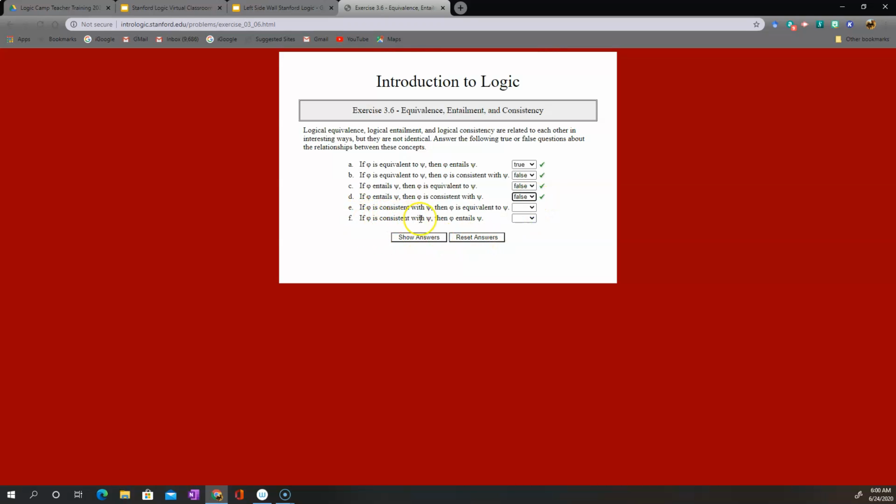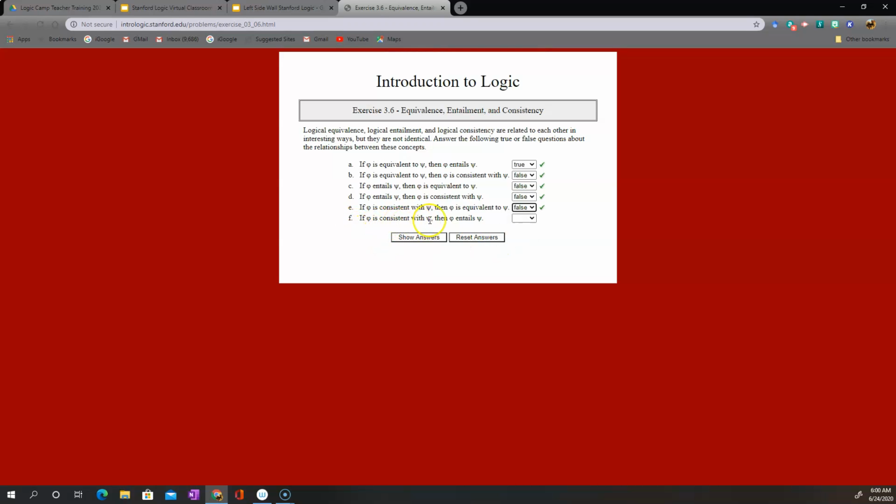If phi is consistent with psi, then phi is equivalent to psi. Again, they can be consistent without being equivalent because consistency only requires at least one common true evaluation, but phi and psi could have more than one common true assignment. So I'm going to call that false.